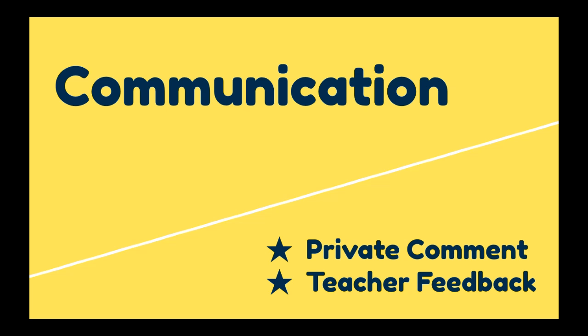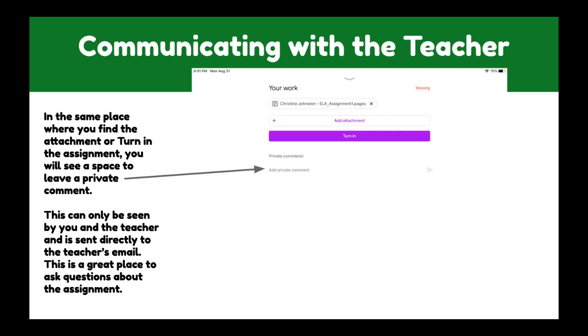The next thing we'll talk about is communication, how to leave a private comment and how to see your teacher feedback. So there are 2 different types of comments on Google. Some of them just say comments. These can be seen by everyone in the class and they don't go to the teacher's email. So if the teacher's not looking for comments on that assignment, sometimes they can be missed.